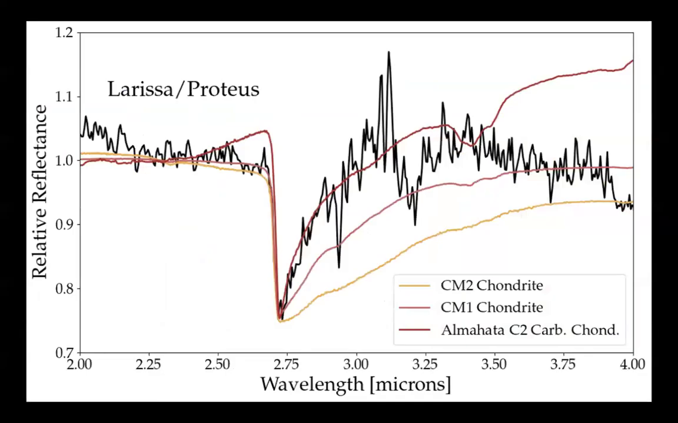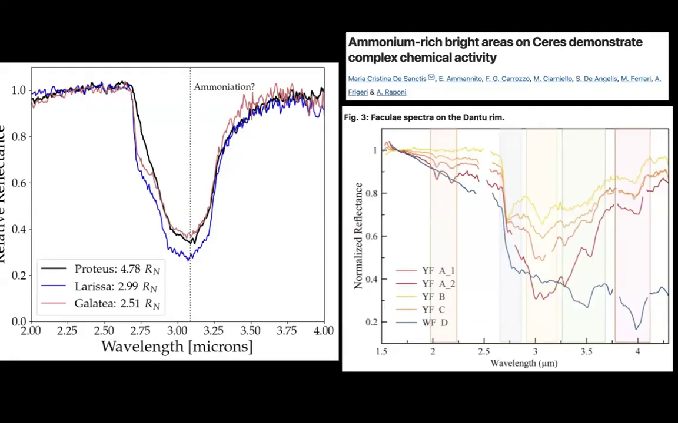One hint we have of that is, again, when looking at the ratio of Larissa and Proteus, if we look at the deviation from the flat line continuum, we see at 3.07 microns a spike. Interestingly, at Proteus, where we don't see as strong of a phyllosilicate band, even though we think that this weird, very straight downward slope is still indicative of perhaps the presence of some hydrated material, there may be ammoniation.